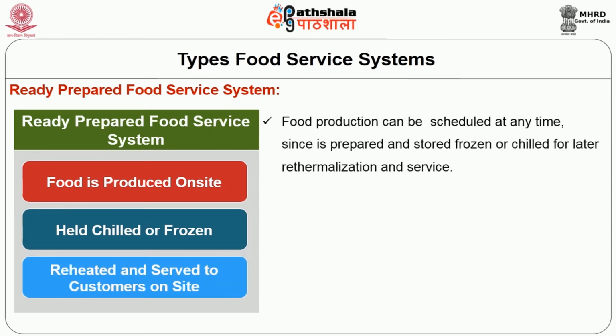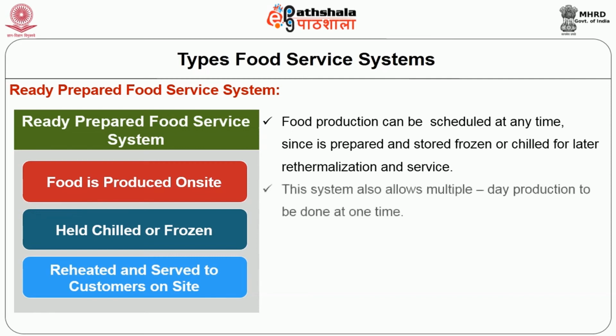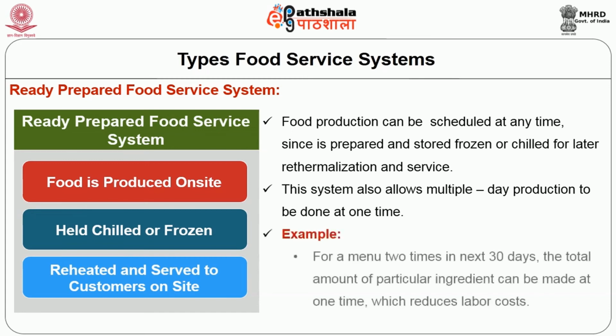Food production can be scheduled at any time since it is prepared and stored frozen or chilled for later rethermalization and service. This system also allows multiple day productions which can be done at one time. For example, for a menu item used 2 times in the next 30 days, the total amount of a particular ingredient can be made at one time, which can reduce labor cost.